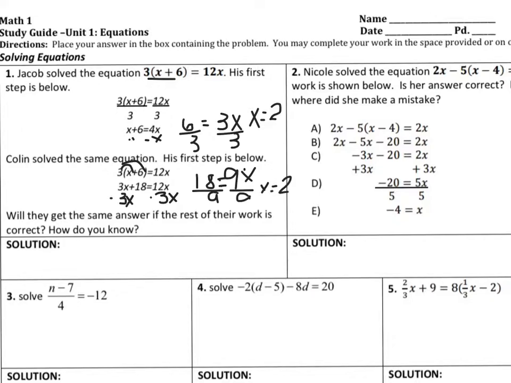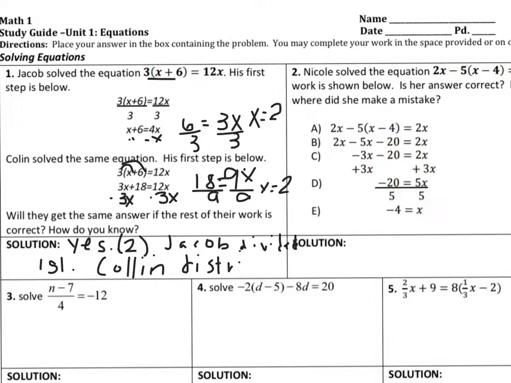So it says, did they get the same answer? You can say yes, they got the answer of 2. You can say that Jacob divided first, and Colin distributed first. If I can get my pen to work. Okay, so that would be how you would answer number 1.